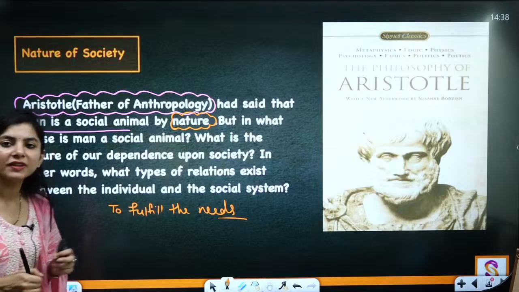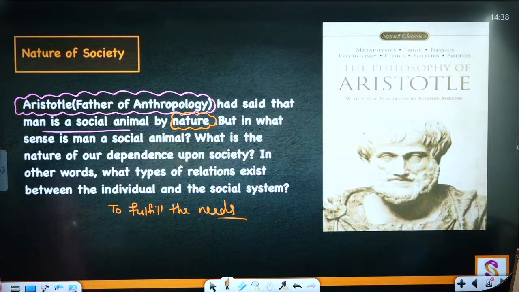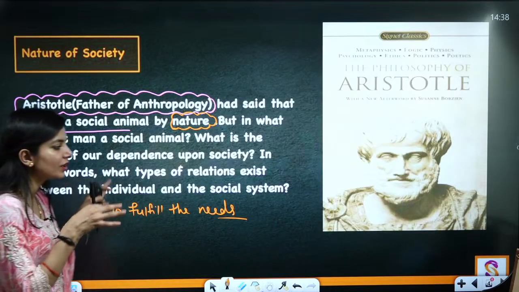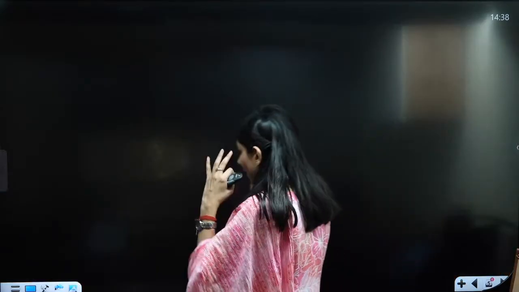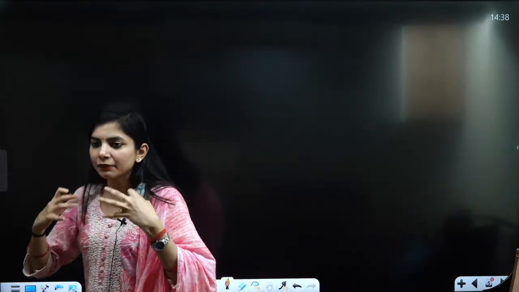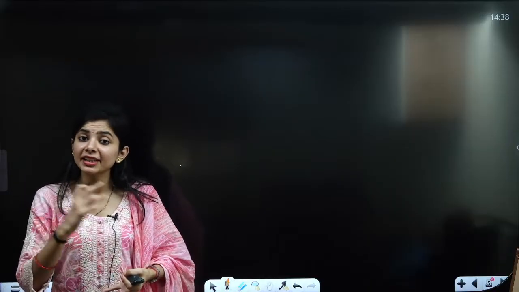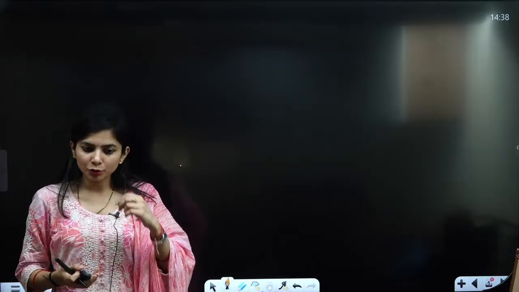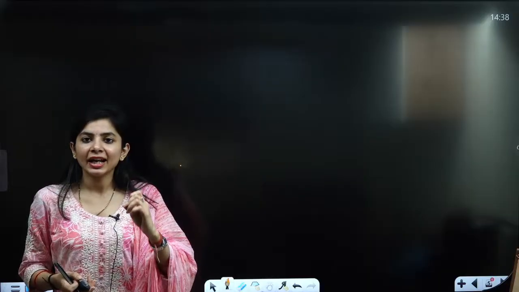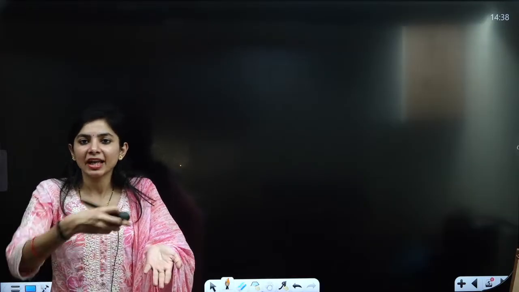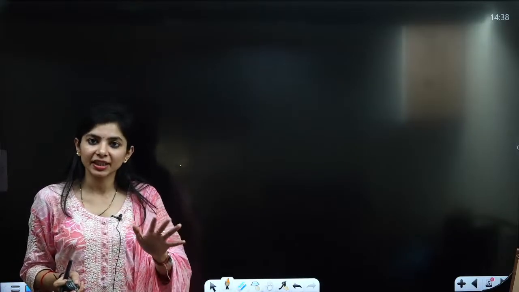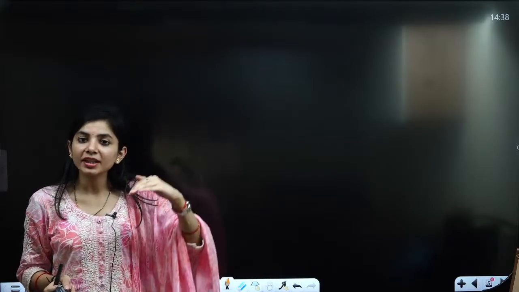So just to fulfill the needs, society is being created. Aristotle had specified that there is a natural growth of the society. I mean, we created the society. We were referring that we feel the need to create a society, but there is a natural growth. It is not like you just want something to happen and with the help of this everything would be there. This is not the case. He said that there is a particular transition.